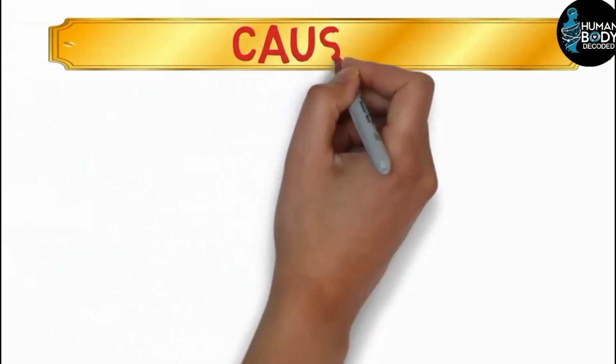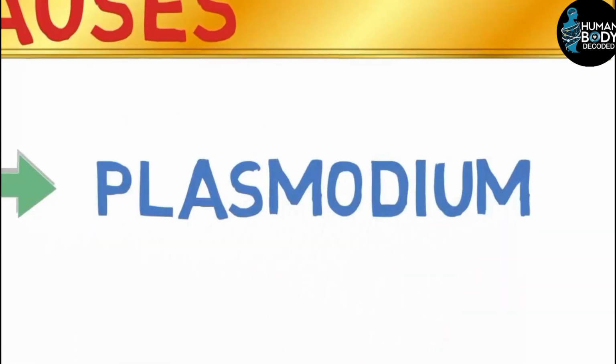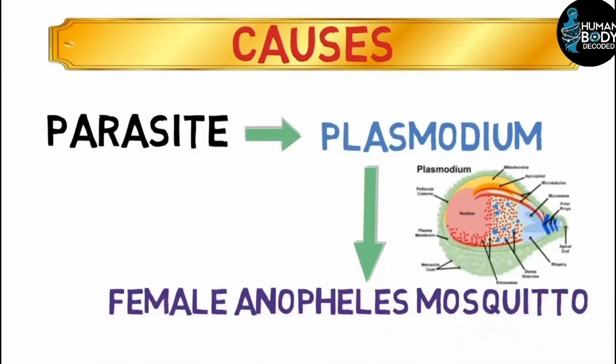Causes of malaria. What causes malaria? Malaria is caused by a parasite called Plasmodium, which is carried by the female Anopheles mosquito. Now you might wonder, why only the female mosquito and not the male? The answer is simple. The female mosquito needs blood to lay her eggs. That's why she bites humans to obtain blood.